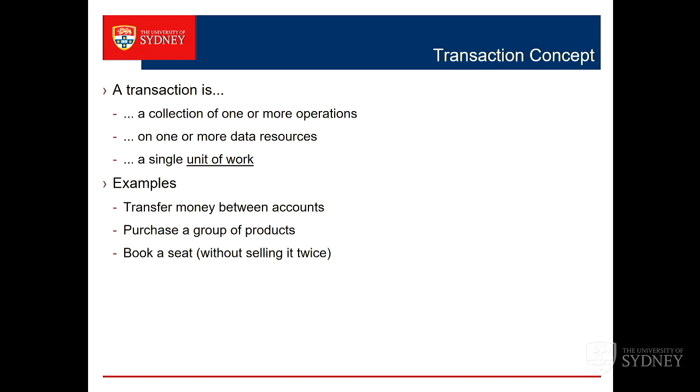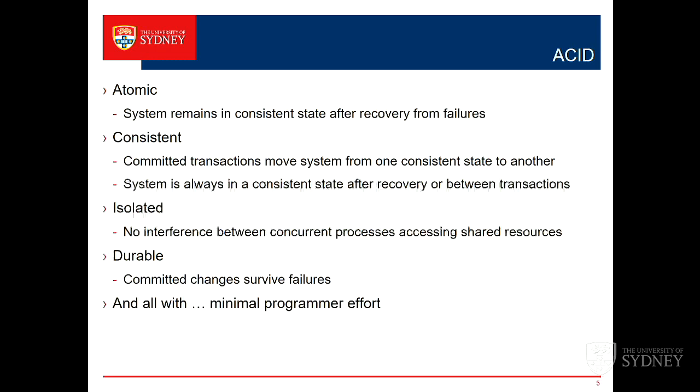So going back a couple of weeks ago, we talked about transactions. In IBM jargon, it used to be called a unit of work, which is not a bad word. So it's a collection of one or more operations working on one or more data resources, and it forms a single thing that will take the system from a state to another state, the entire system. So a transaction performs a state transition. Transferring money, purchasing a group of products in one go, booking seats, etc. And we talked about ACID, the made-up acronym, the atomic.